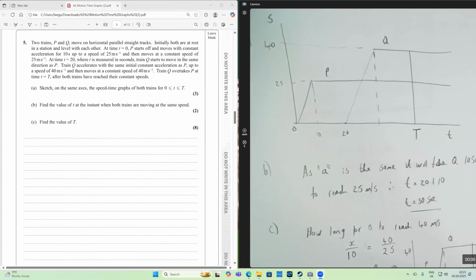At time t equals 0, P starts off and moves with a constant acceleration for 10 seconds up to a speed of 25 meters per second, and then moves at a constant speed of 25 meters per second.